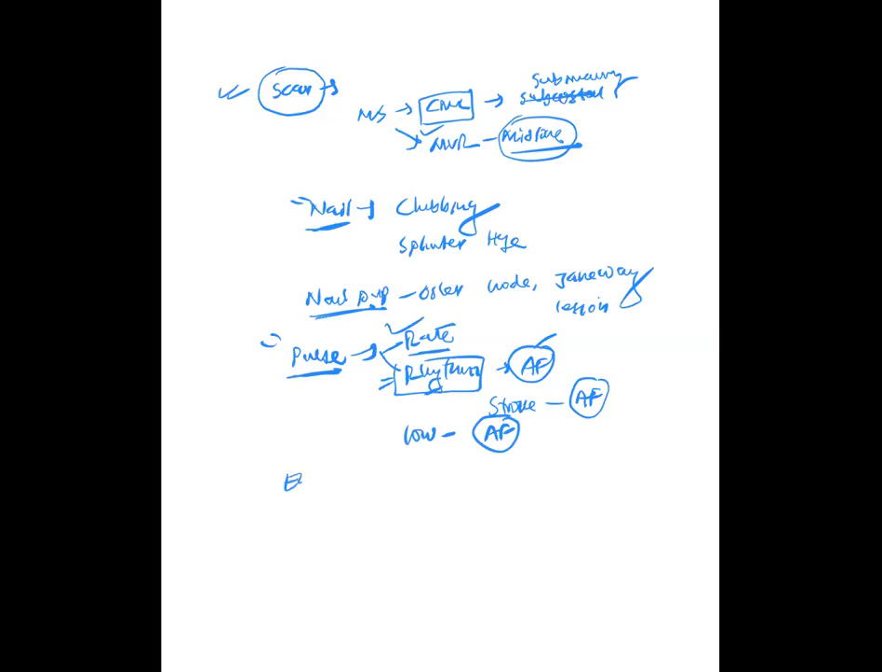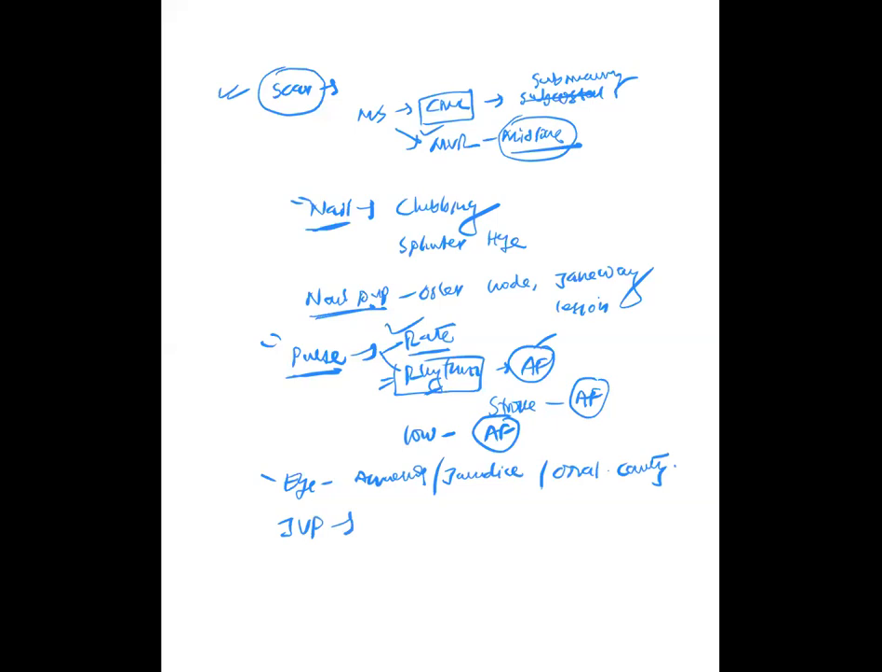Then you will go up and look in the eye. In the eye, you will look for any anemia or jaundice. Then you will check the oral cavity, at a glance. Now, what will you do next? You will check the patient's JVP, that is jugular venous pressure.